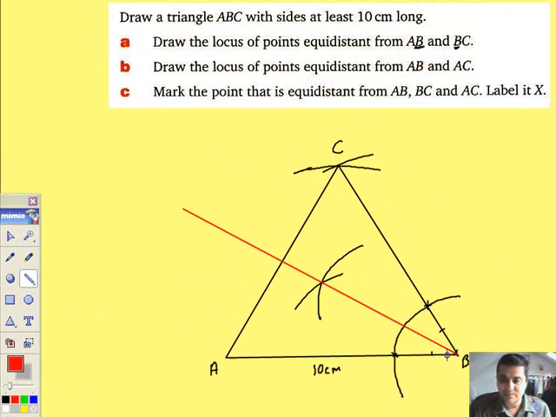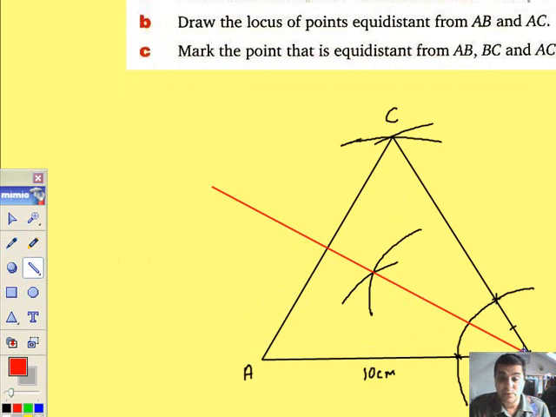So there we go. We've just bisected the angle ABC, and this red line produced is the bisector of that angle, and it follows a path between the length BC and the length AB, and there it is right through the middle. So next bit. The locus that we were talking about is this red line going across. It doesn't have to come outside the triangle, but just extend it. You don't know where the questions are going to go.